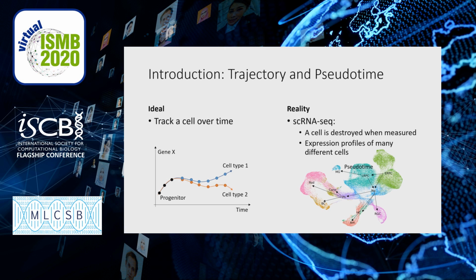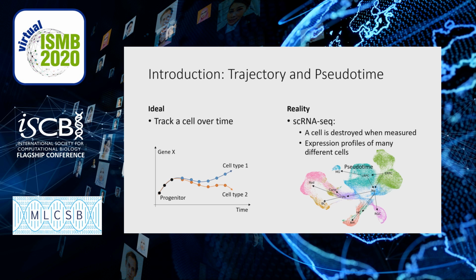It's important to study the changes of cells among development, differentiation, and pathogenesis. Ideally, we would like to track a single cell over time to see how the gene expressions change. However, in reality, although single-cell RNA-seq is of very high resolution, the cell is destroyed when measured, and cannot be profiled over time. The expression data we have is a profile of many different cells.